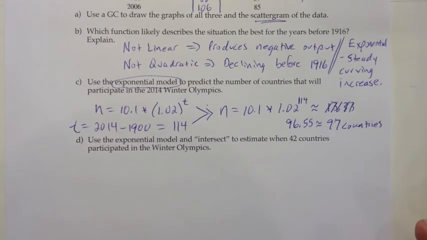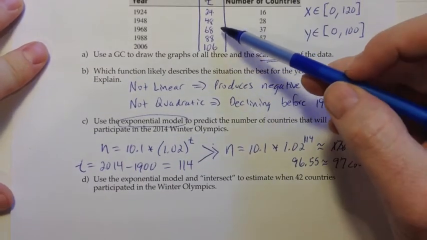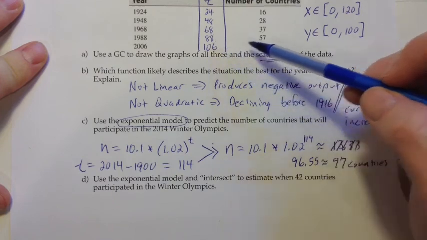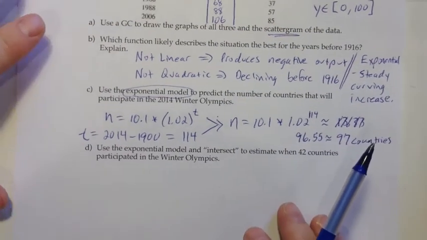Alright, let's finish this off with part D. Use the exponential model and the intersect feature to estimate when 42 countries participated in the Winter Olympics. So let's see, we had 37 countries in 1968, 57 countries in '88, so you'd expect somewhere in between there we would have hit that number, 42 countries.